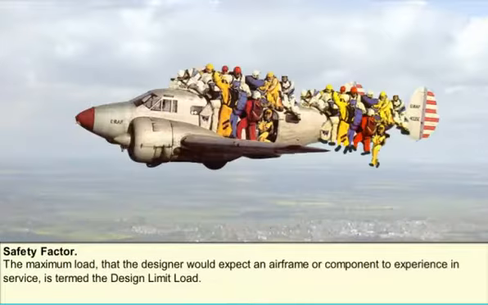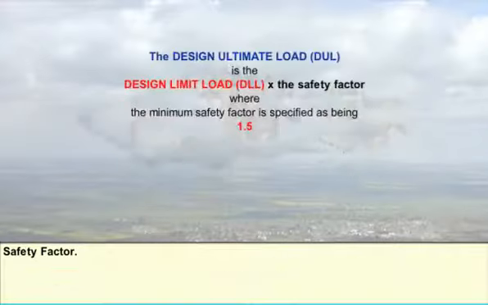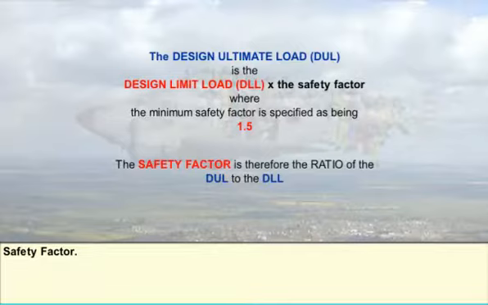The maximum load that the designer would expect an airframe or component to experience in service is termed the design limit load. The design ultimate load is the design limit load times the safety factor. The minimum safety factor specified in design requirements is 1.5. The structure must withstand design ultimate load without collapse. The safety factor is the ratio of the design ultimate load to the design limit load.